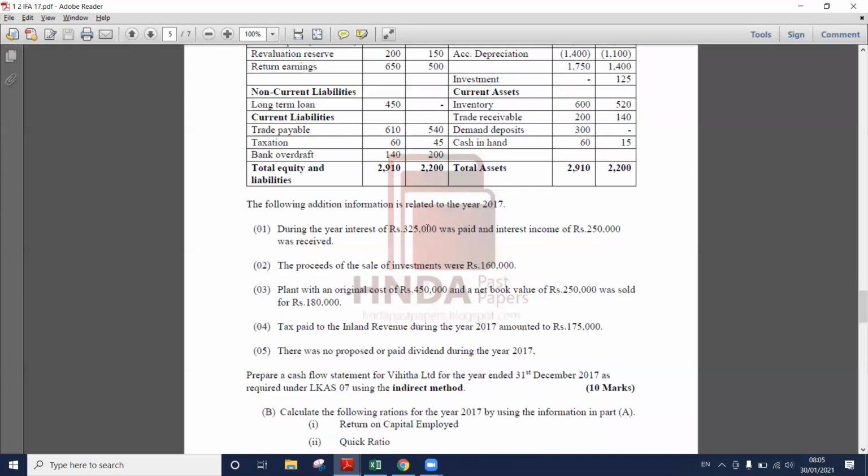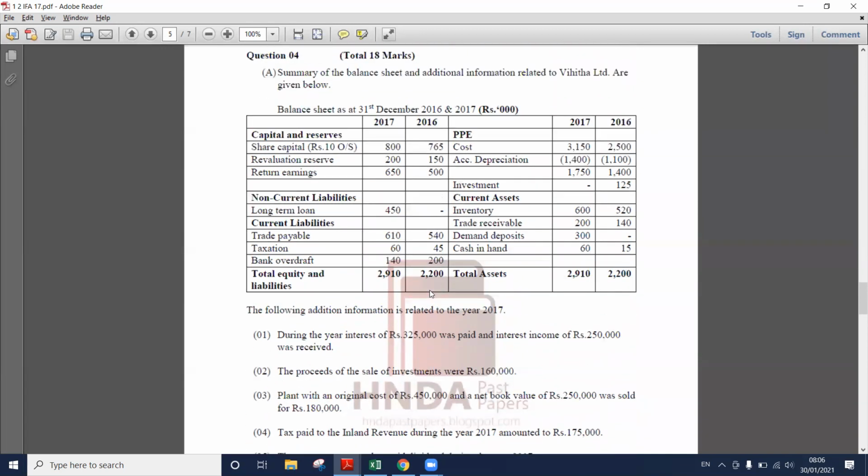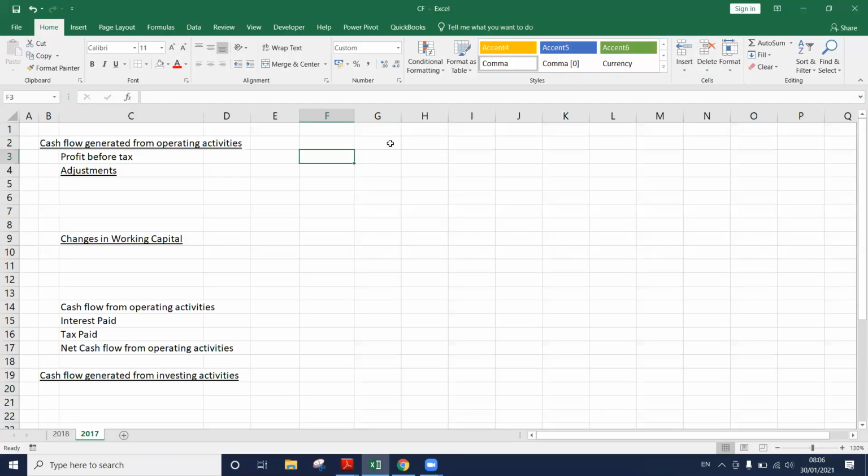During the year, interest of this much was paid and interest income this much, right? Interest expense and interest income are mentioned. Proceeds of the sale of investment and the disposal of a plant, information relating to that they have given. The tax paid amount is given. There was no proposed or paid dividend during the year. So in the additional information also, they have not given us directly the profit before tax figure. So how can we calculate that one? How can we calculate it? The profit before tax.